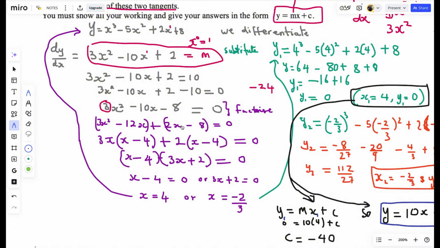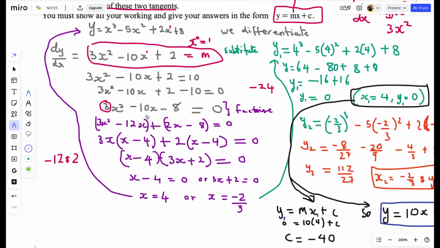3 times 8, if you add them, you will never get 10, right? What about 12 and 2? Yes, negative 12 and 2. So if we take negative 12 and 2, if you multiply them, you get negative 24. If you add them, you get negative 12 plus 2, which is negative 10.